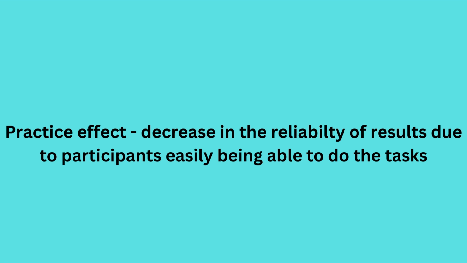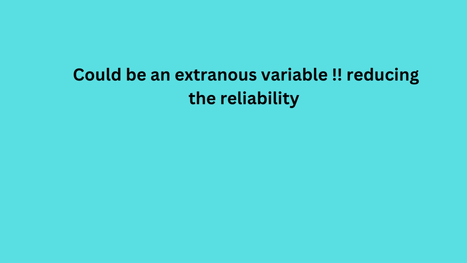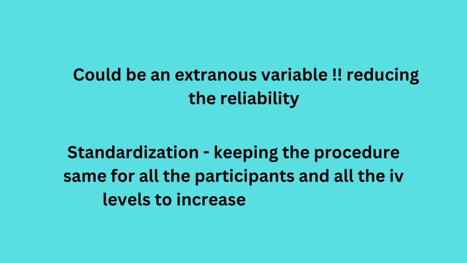Suppose the DV, let's take concentration, is checked by giving the students a test to see their scores. If they are asked to do the same test again and again, they might already know the answers, and they might score really high. If you wonder why we need to give them the same test all the time, why not change it? We cannot change it because the test difficulty and questions might also act as an extraneous variable and affect their performance. So we need to keep the procedure of the experiment exactly the same for all the participants in all the levels of IV. This thing of keeping the procedure the same in all the different levels of IV is termed standardization of the experiment, which is important to eliminate any extraneous variable caused by a change in procedure.